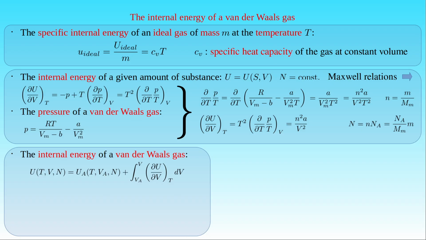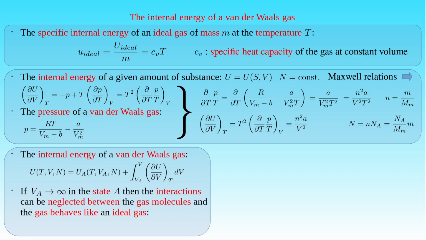is the sum of two terms. The initial internal energy UA of the gas in the state A, and the integral of the partial derivative of U with respect to V at constant T, where the integral is performed with respect to V from VA to the actual value of V. Because the initial state A is an arbitrary thermodynamic state, we can choose the volume VA of the system such that it tends to infinity.